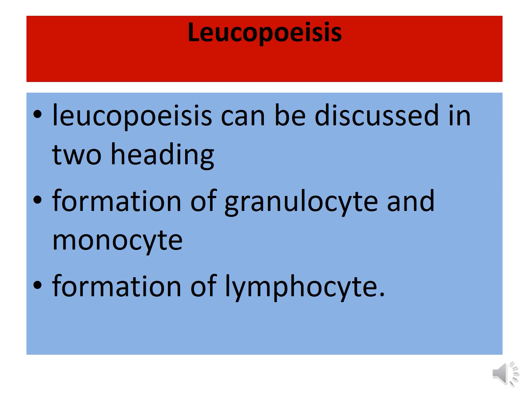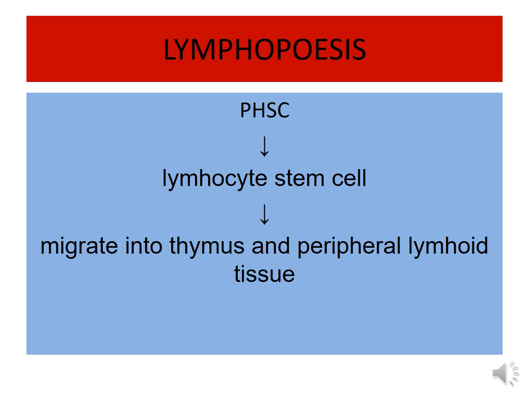Leukopoiesis can be discussed under two headings. One is formation of granulocyte and monocyte. Another one is the formation of lymphocyte. Today, I'm going to discuss lymphopoiesis. In an earlier class, I discussed the granulocyte and monocyte formation and development. Here, I will discuss lymphopoiesis.